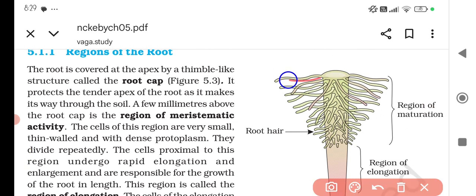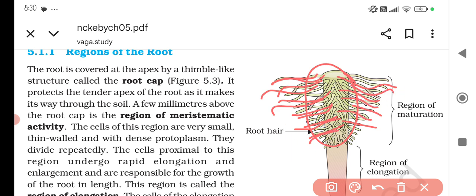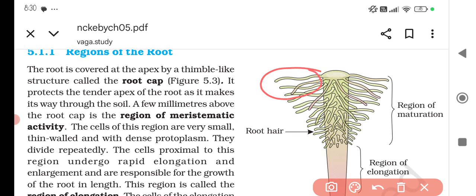So these are the root hairs. They are present in which region? In the region of maturation. They arise from the epidermal cells. They grow exogenously, meaning because they arise from the epidermal cells, they grow outwards. That is why we say that the root hairs develop exogenously. And these root hairs help in absorbing water and minerals from the soil. They are very thin and delicate hair-like structures, and they help in efficient absorption of water and minerals present in the soil.